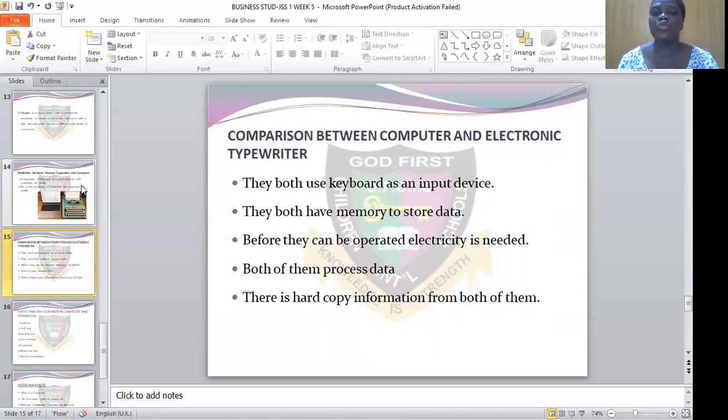They both need electricity, and they both process data. And there is hard copy information from both of them. Whatever you key in is soft copy. And when you send it to the printer to print, it will give you a hard copy of every information that you have typed in.